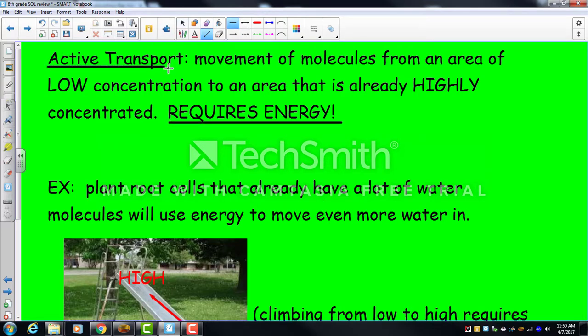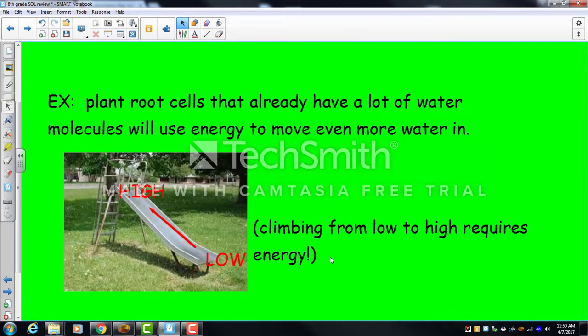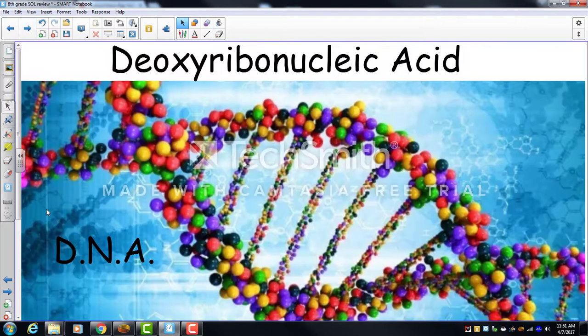It requires energy. Active transport goes from low to high. Look at all my crazy lines. Low to high, and it requires energy. Here's how you remember this. If you have to climb from low to high, it's going to require a lot of energy from you. You'll probably be sweating. All right, an example: plant root cells may already have a lot of water in their cells, and they store it in those big vacuoles. Remember that? So sometimes, even though they already have a high concentration of water, they will still move water in from the soil. So the water will go from low to high. And they need energy. They have to use up some of the energy they create for themselves in order to do this. All right, moving on.